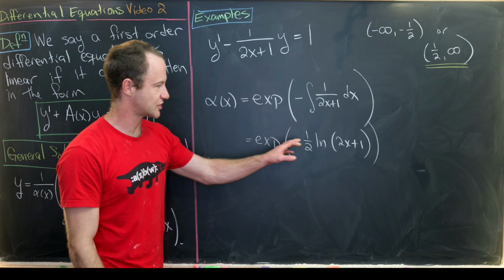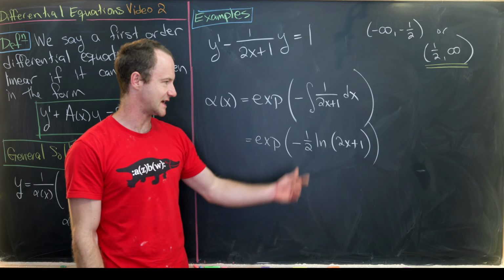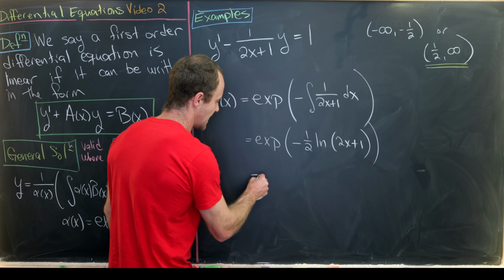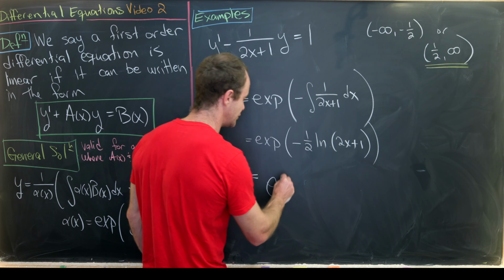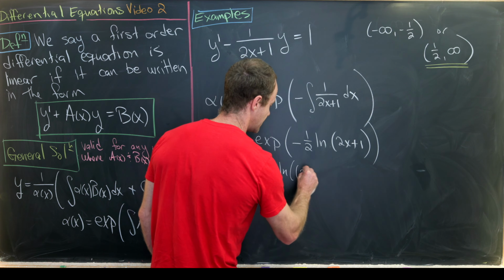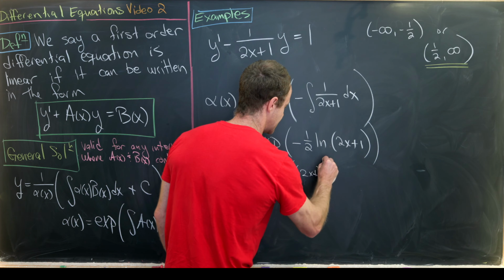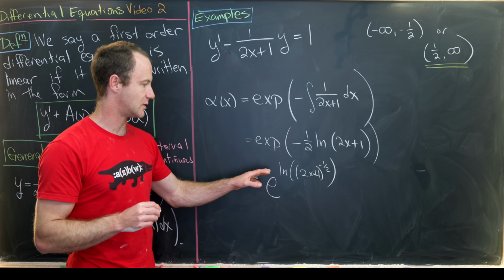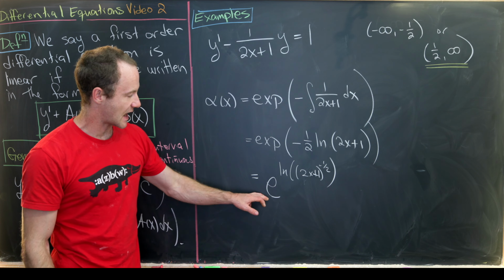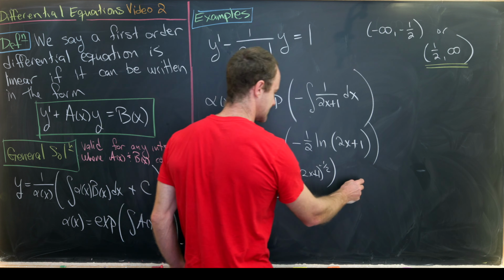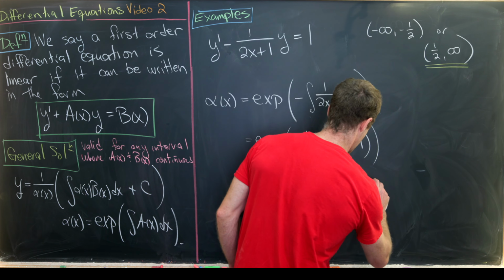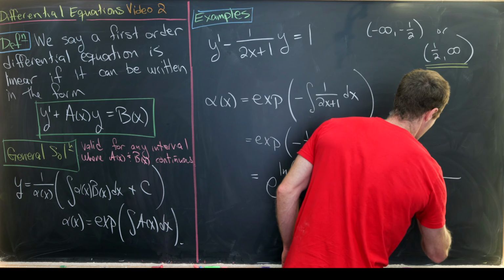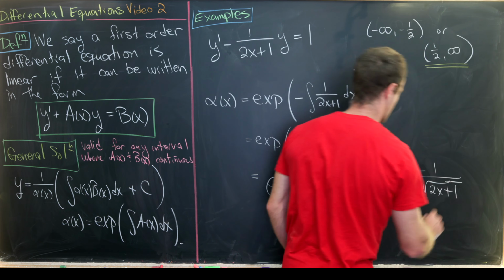And then the exponential and the natural log should cancel each other, but this minus half is a little bit worrisome. Luckily, we can use logarithm rules and rewrite this as e to the natural log of 2x plus 1 to the negative 1/2 power. Bring that multiplier inside, and as we bring that multiplier inside, it becomes an exponent. Now the exponential and the logarithm can cancel, and that's going to leave us with 2x plus 1 to the negative 1/2, or in other words, 1 over the square root of 2x plus 1.